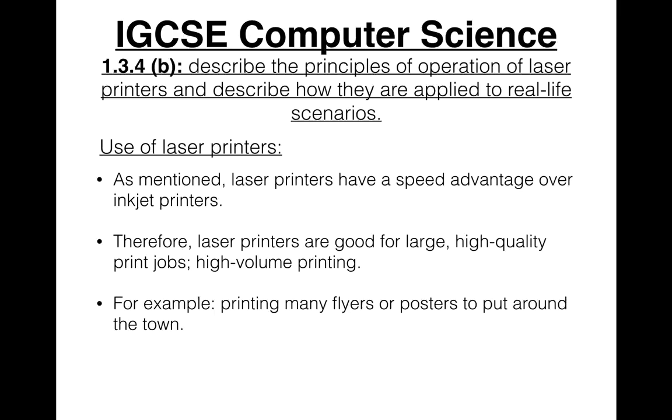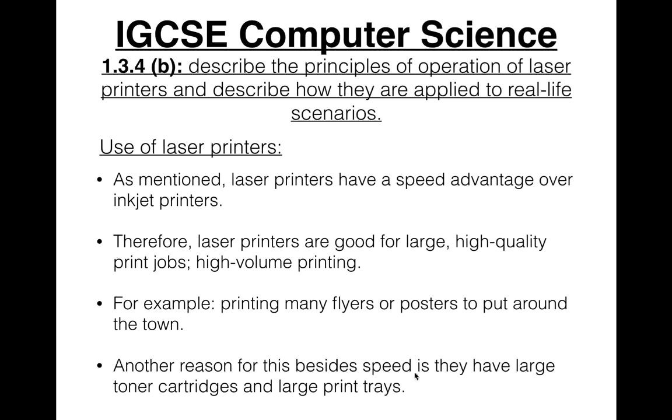An example is printing many flyers or posters to put around town, or printing a lot of exam papers for students who are taking their IGCSEs. That's an example of when it would be good to use a laser printer over an inkjet printer, because an inkjet printer would honestly take hours to print a lot of posters. Another reason is they have large toner cartridges and large paper trays, which also gives them an advantage because you don't have to keep putting paper in the tray or keep changing the cartridge. So that's about it.